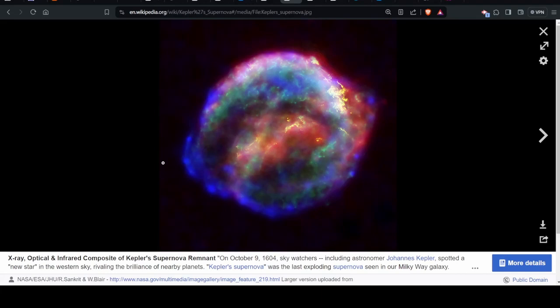So this is a picture of what would be a type 1a supernova.